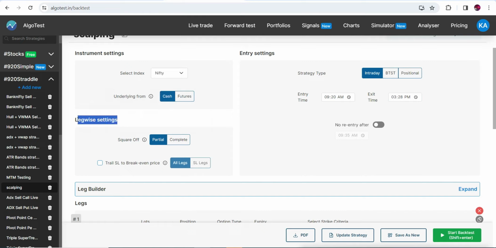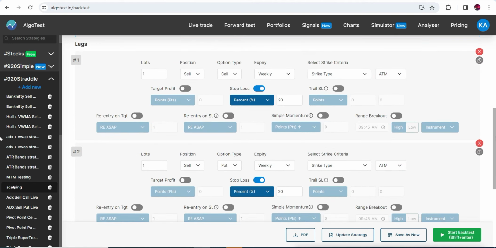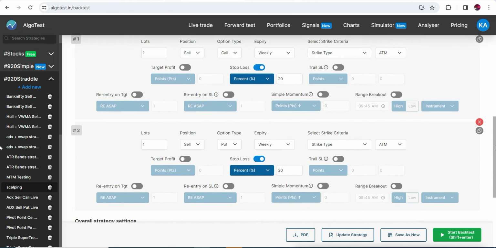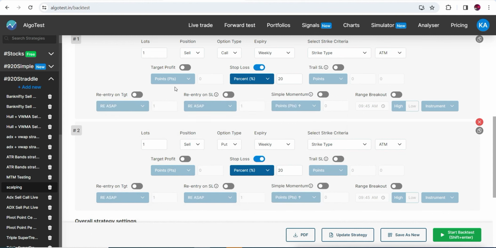The first option we have under legwise setting is square off partial or complete. So if you select partial, what does it mean? It means that if the stop loss or target of any of these legs is hit, for example if the call leg stop loss is hit, it will not impact any other leg. These will keep on running. Or assume we have a target on the put side and it is hit, it will exit that put leg, but it will not affect other legs. Other legs will work individually, they keep on working.